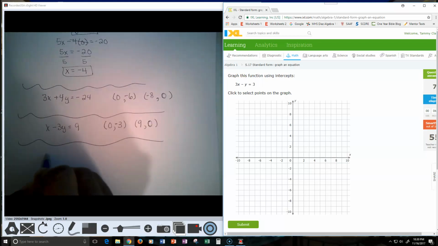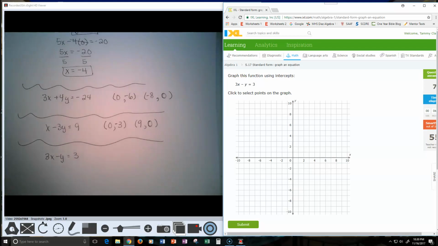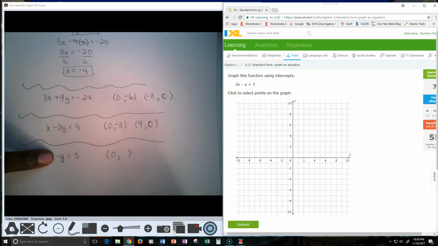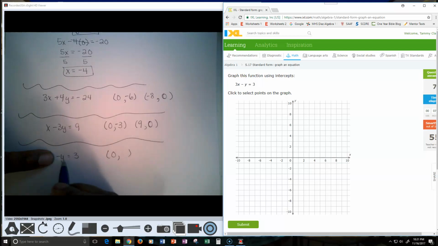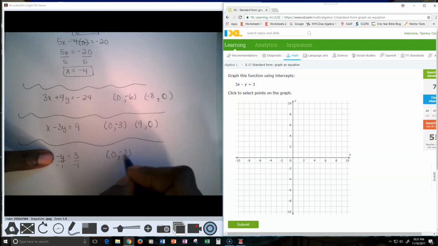The next problem we have is 3x minus y equals 3. I chose this one because I wanted to make sure that you remember that the sign in front of the term goes with the term. So on this one, when I'm looking for my y-intercept, again I cover up x, and this time I have negative y is equal to 3. Well, remember that an imaginary 1 is in front of y, so I'm going to divide both sides by negative 1. So my y-intercept would be 3 divided by negative 1, which is negative 3.